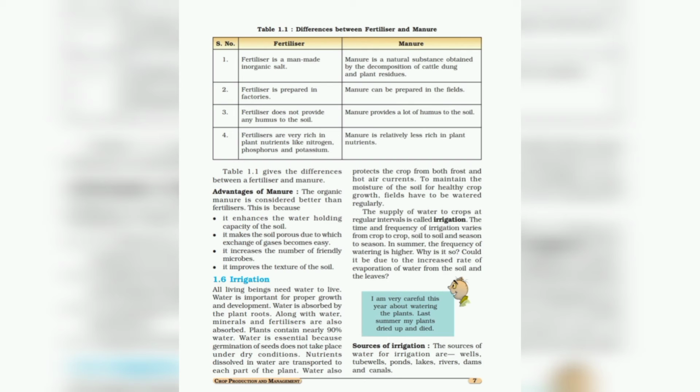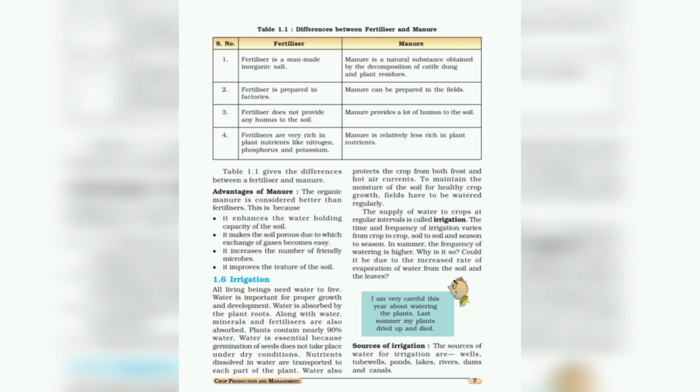So this is all about the replenishment of the nutrients in the soil that is done by adding manure and fertilizer to the plant. Now we will study the next agriculture practice, that is irrigation. All living beings need water to live. Water is important for proper growth and development.